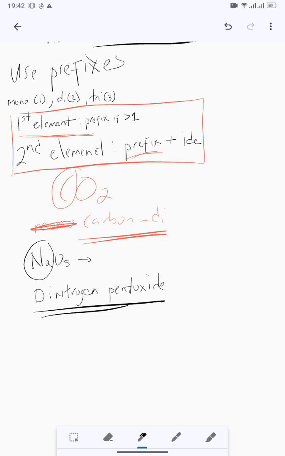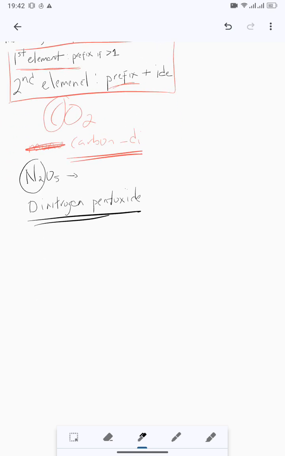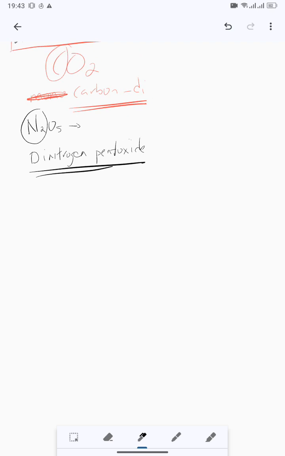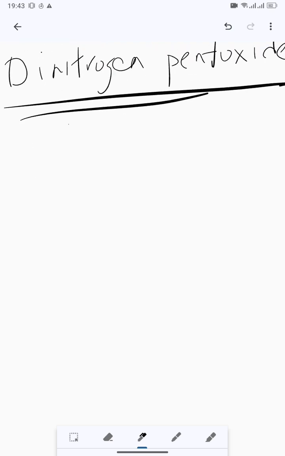These are very easy, so just make sure you do enough questions, and also don't forget to know your polyatomic ions. Now let's move on. How will you name acids? Now let's move on to acids.